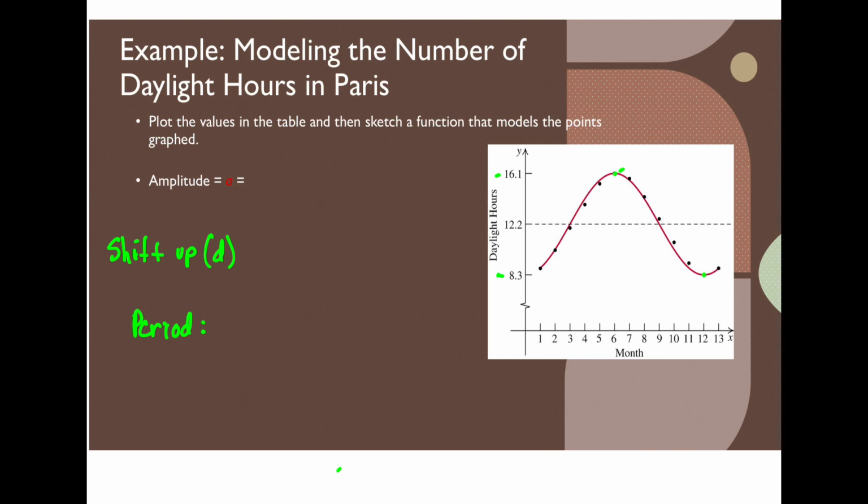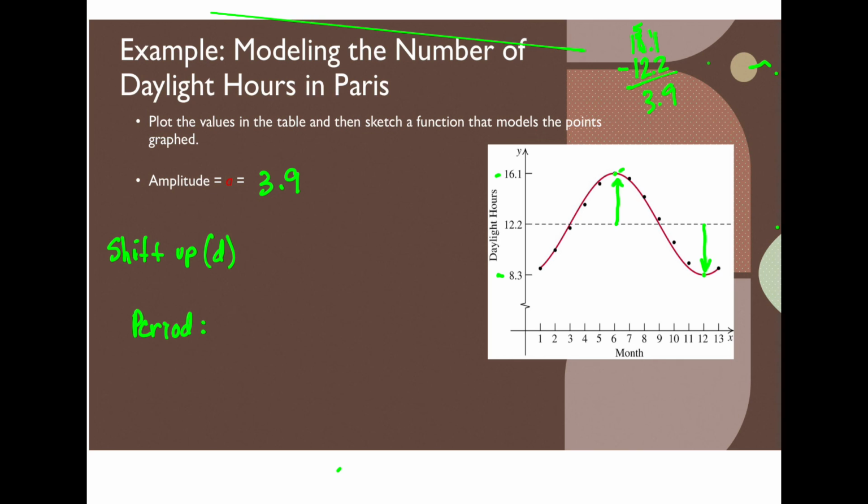So the distance that we go from the middle up to the top and from the middle down to the lowest, that's going to be my amplitude. And so that would be 16.1 minus the middle there, which is 12.2. And with that, we get 3.9. So that is my amplitude. Remember, the amplitude isn't the lowest to the highest, but rather the middle to the highest and the middle to the lowest. So that's my A value, which is 3.9.